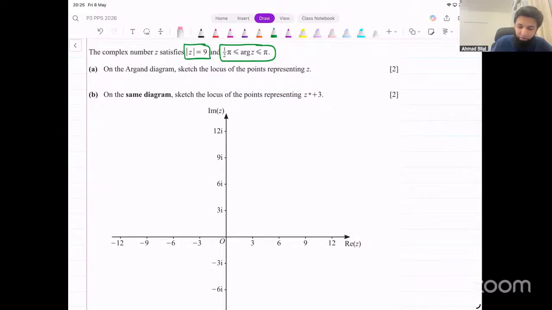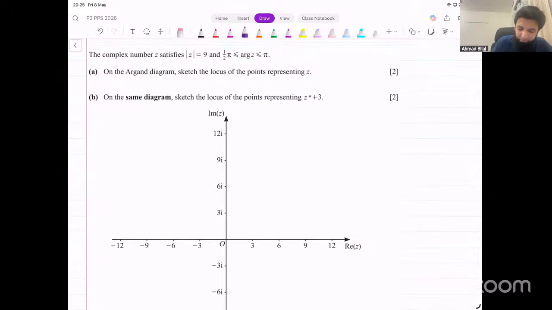What does this mean? Modulus of z equals 9. What is this locus going to be? It's a circle. Modulus of z can be thought of as z minus 0, right? It's a circle with center 0 and radius 9. Okay, so that's one thing.